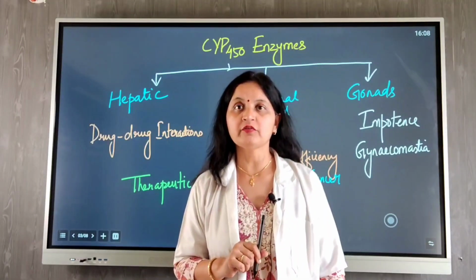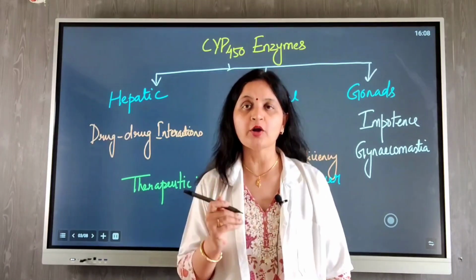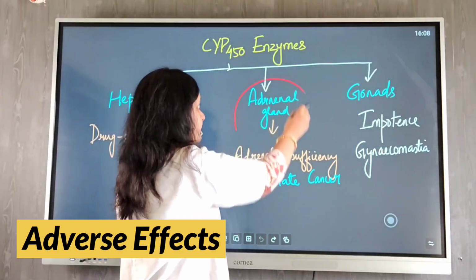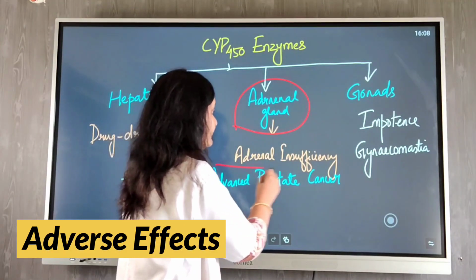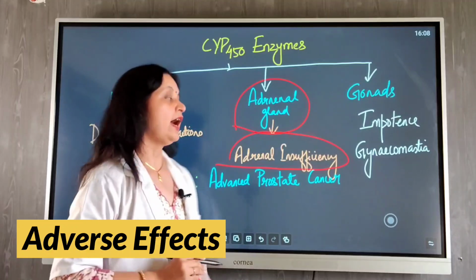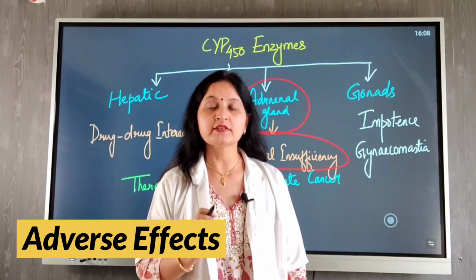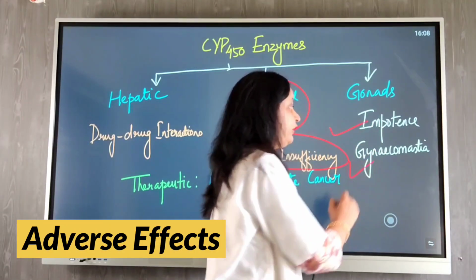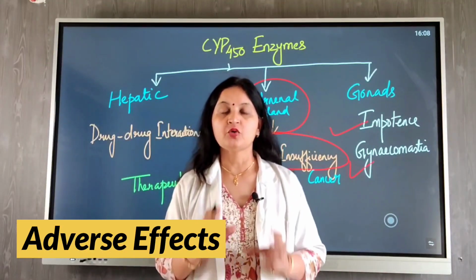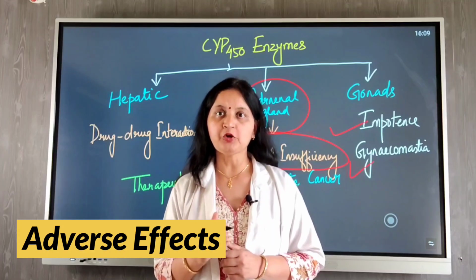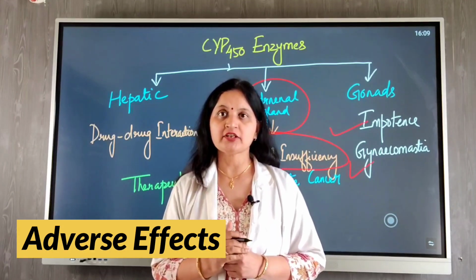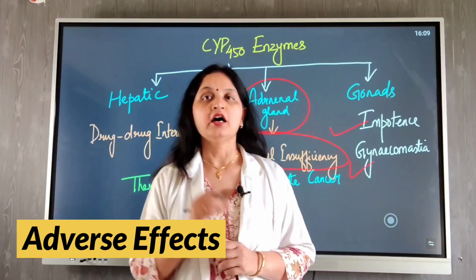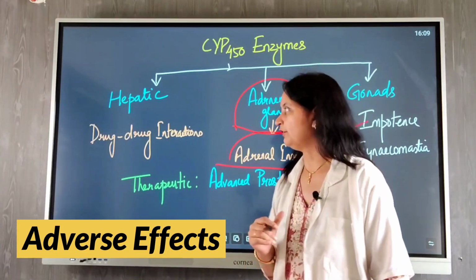What are the other drawbacks of ketoconazole? It inhibits steroid hormone synthesis in the adrenal glands and gonads. Because of this, there can be persistent adrenal insufficiency at high doses. Also at high doses, the inhibition of steroid synthesis can cause impotence and gynecomastia as adverse effects. So adverse effects such as impotence, gynecomastia, adrenal insufficiency and drug-drug interactions are associated with the use of ketoconazole.